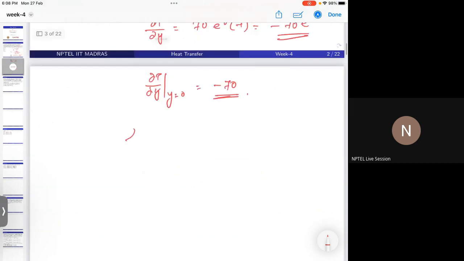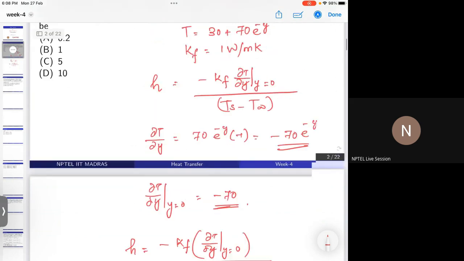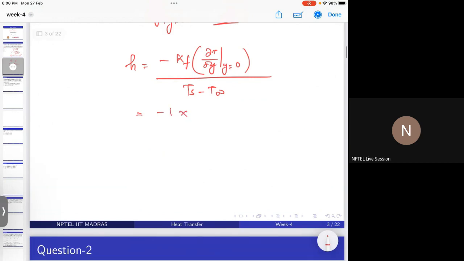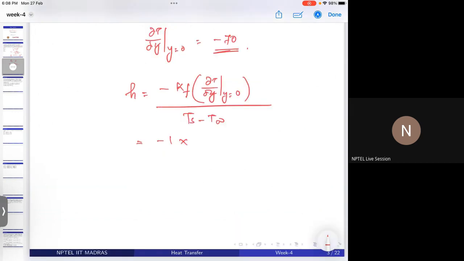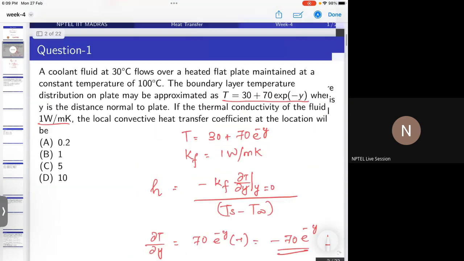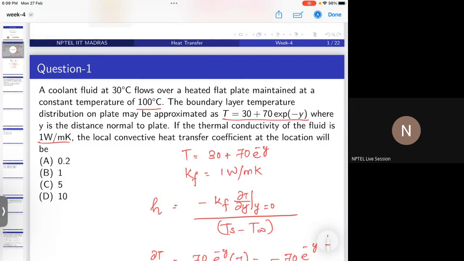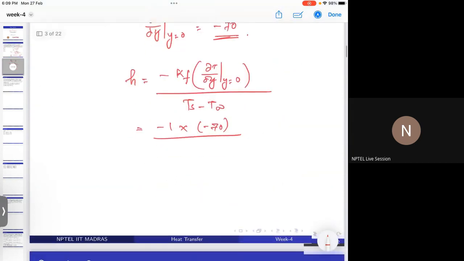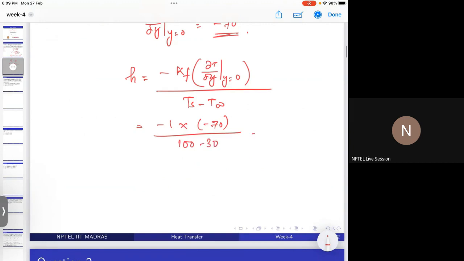Now h is equal to minus kf dT/dy at y equal to 0, divided by Ts minus T infinity. kf is already given, it is 1. The dT/dy at y equal to 0 we found is minus 70. Ts, the surface temperature, is given as 100, and T infinity, the fluid temperature, is given. So what is the answer? It's 70 by 70, which is 1 watt per meter square Kelvin.